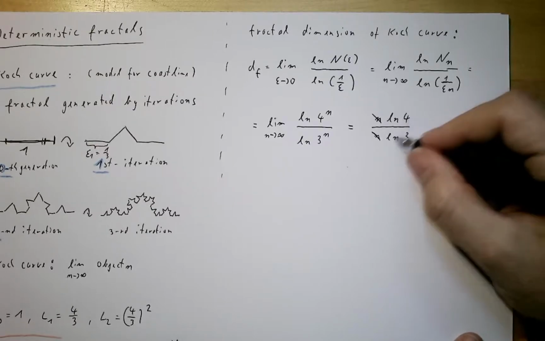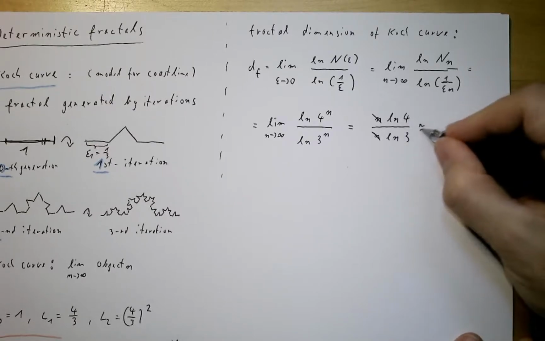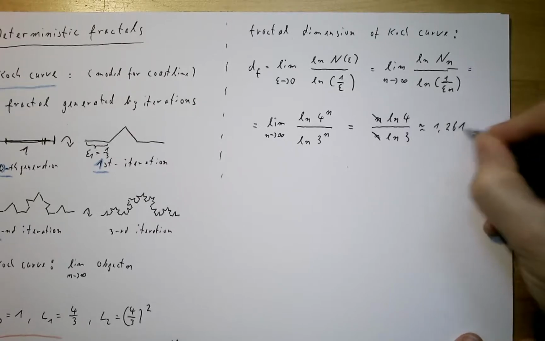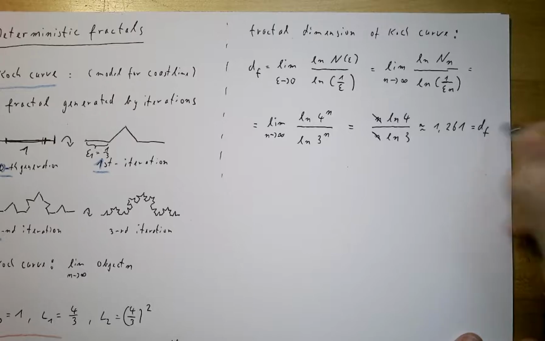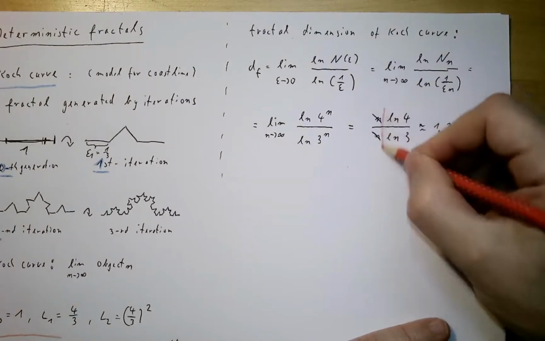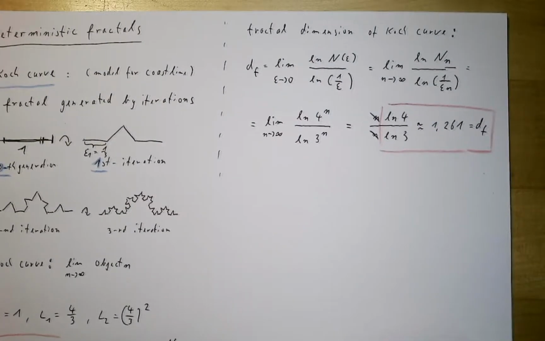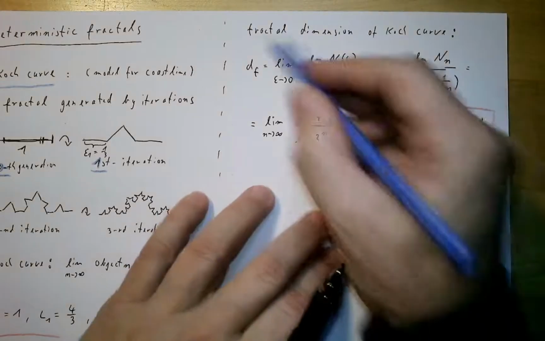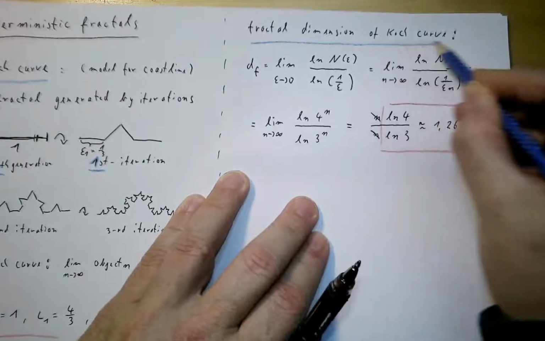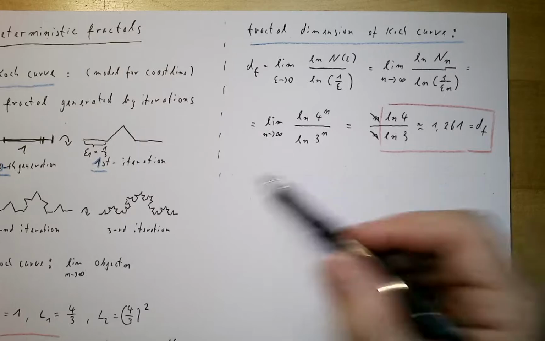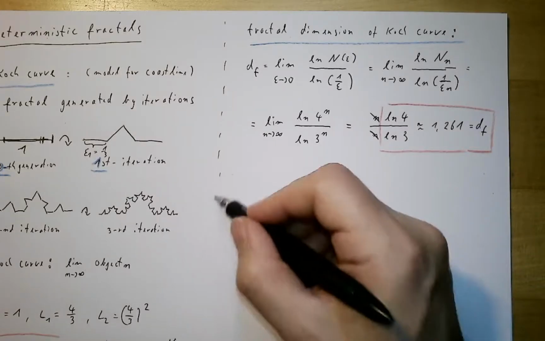So log 4 divided by log 3 is about 1.261, and that's the fractal dimension. And actually that's a value which is not so far from the measured fractal dimension of the coastline of England. And so this was now the generation of the Koch curve.